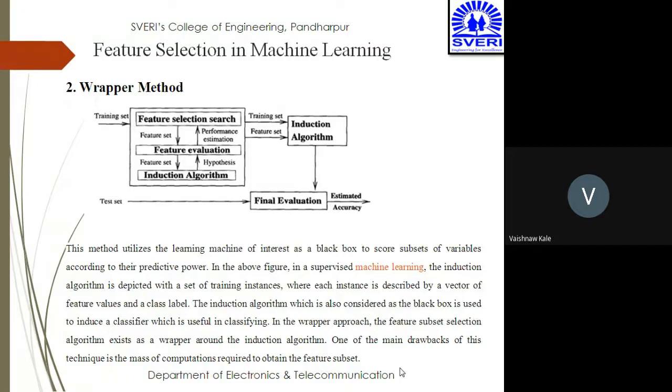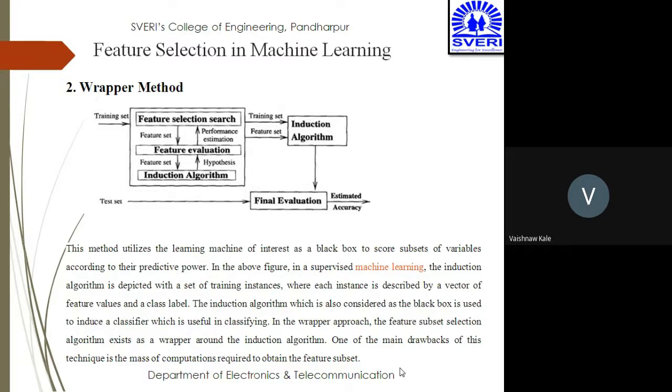It is a simple thing. In the wrapper approach, the feature subset selection algorithm exists as a wrapper around the induction algorithm. One of the main drawbacks of this technique is the mass of computation required to obtain the feature subset. So selecting the feature subset is one of the most important tasks in this case. This is one of the drawbacks of the wrapper method, that it is difficult to manage the mass of computation required.